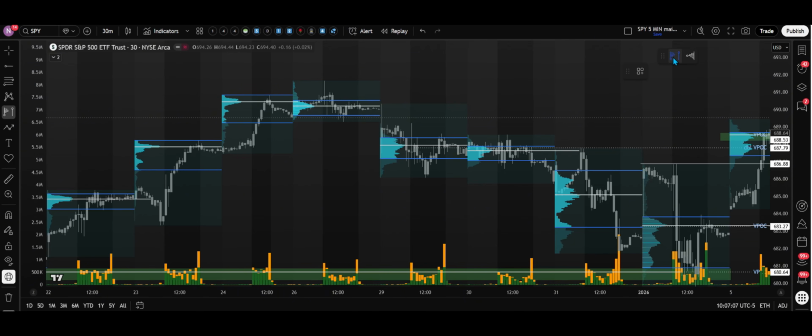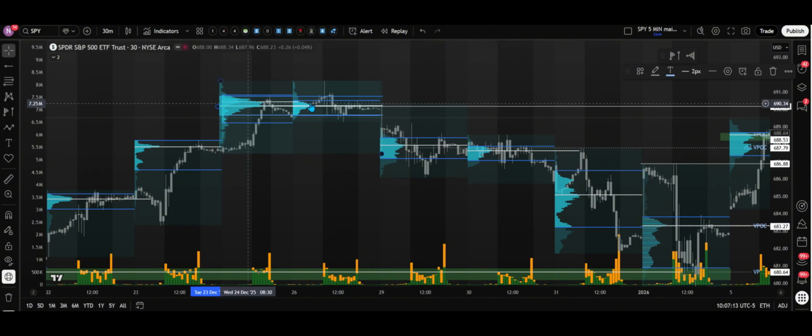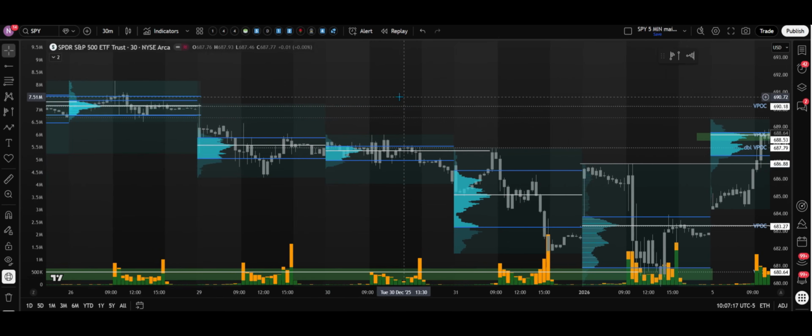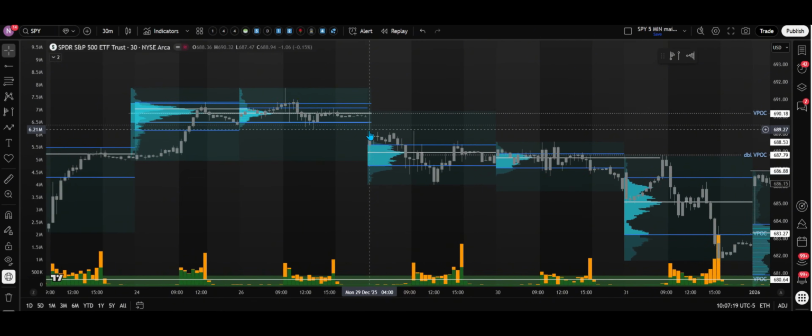Let's actually take it using the consolidation. So there's our double virgin point of control. And we can see early in the morning it tests it, can't get back into that range, fails right here. You could take that trade short.